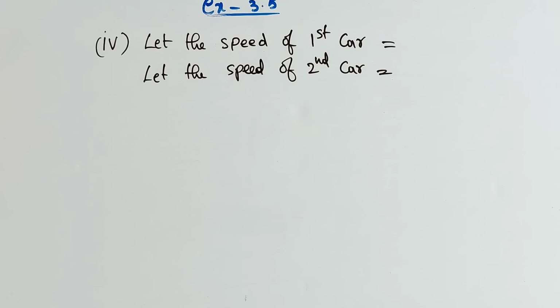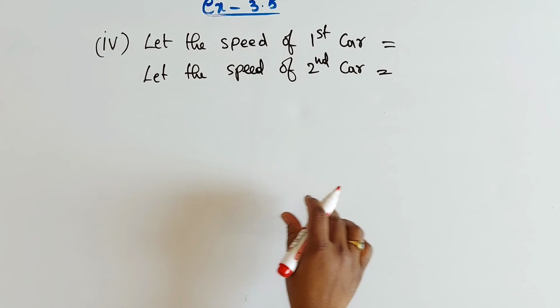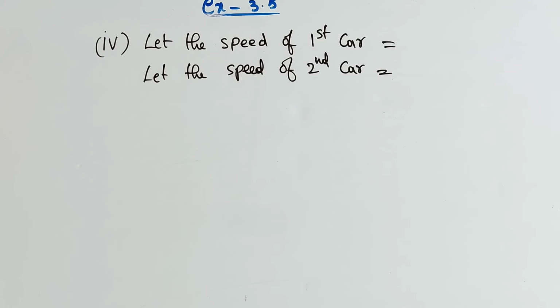Fourth question, children. Places A and B are 100 kilometers apart on a highway. One car starts from A and another car starts from B at the same time. If the cars travel in the same direction at different speeds, they meet in 5 hours. If they travel towards each other, they meet in 1 hour. What are the speeds of the two cars, children?